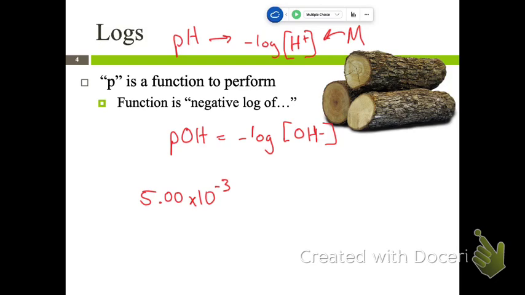Let's do something simpler. What's the negative log of the number I have on the screen? Ask your neighbor, what's the negative log of that number? Discuss it with your neighbor. Try to come up with an answer. If you need to, you can use a calculator. Try to guess. Okay, so what's the negative log of this number? 3.